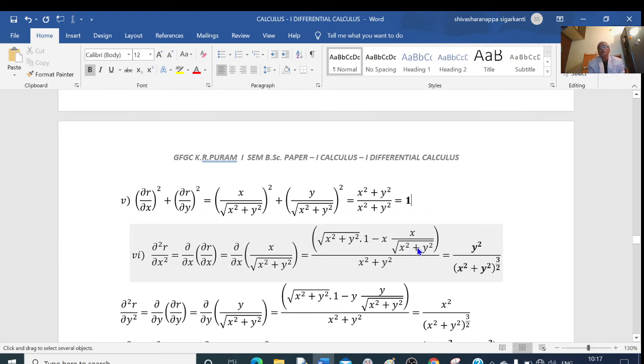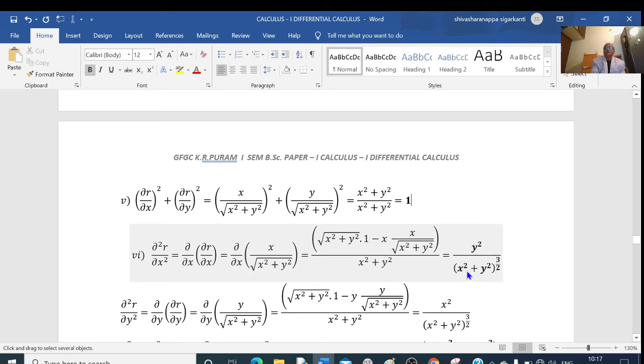In the numerator, if I take root of x² + y² as LCM, I am getting here x² + y² minus this x². So x² + y² minus x², the x² minus x² gets cancelled. y² remains in the numerator, divided by x² + y² and one more root of x² + y². That is totally in the denominator.